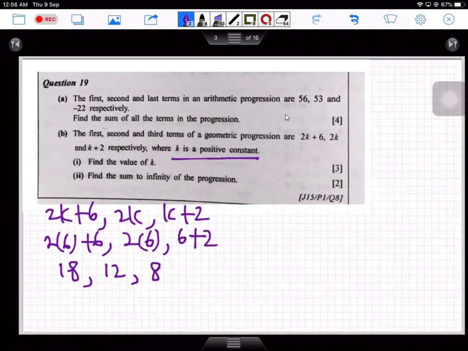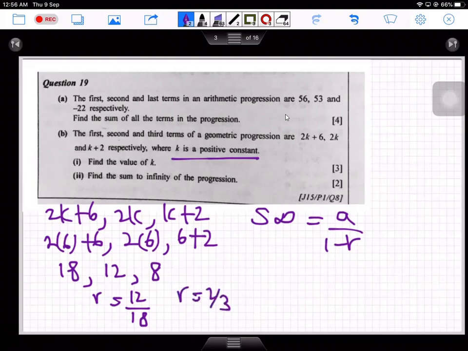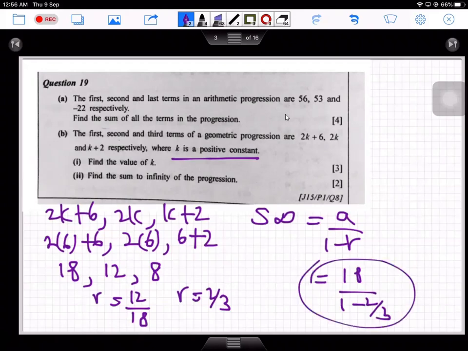geometric progression. Now we need to find the sum to infinity. The formula is a upon 1 minus r, and the common ratio is either term 2 upon term 1, or term 3 upon term 2. So the common ratio is 12 over 18, or 8 over 12. 12 over 18 means the common ratio is 2 over 3. And a upon 1 minus r, so 18 upon 1 minus 2 over 3. Just write this whole fraction in your calculator, and therefore the sum to infinity, your final answer, is supposed to be 54. Sum to infinity is equal to 54. So this was question number 19.